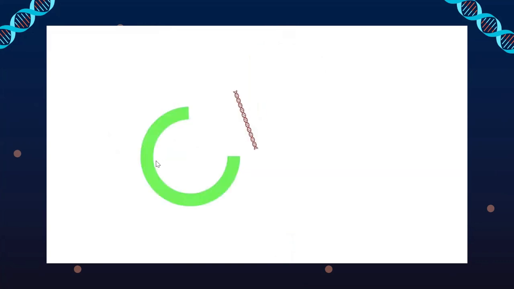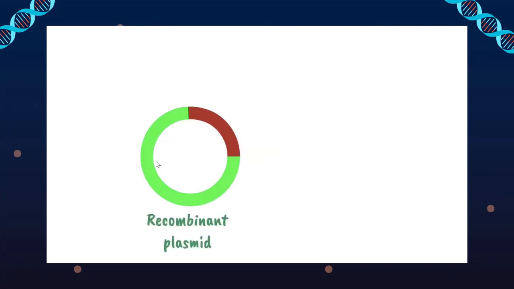So ano na pong mangyayari ngayon? So the human insulin genes are then mixed with the open plasmids along with an enzyme called ligase. So yung ligase po natin helps join the sticky ends of the human gene to the sticky ends of the plasmid. So here, you can see what's known as the recombinant plasmid, which is a combination of the original bacteria DNA and the human insulin gene.